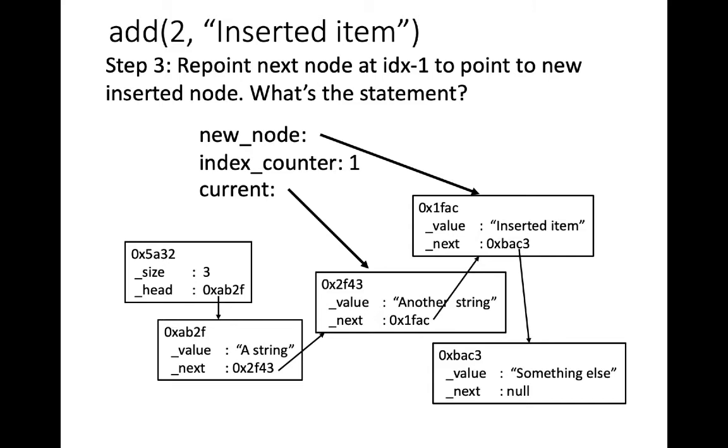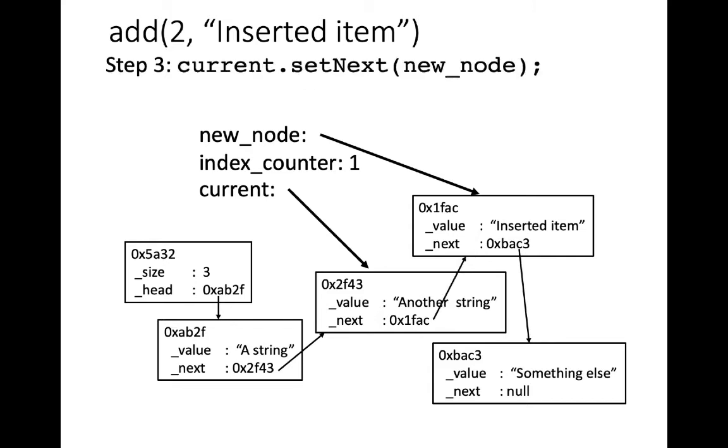Yeah. Would it be current.setNext new node? Yes, exactly. Current.setNext new node, right? Because it has a setter, so I can update that node. So I set next, that's how I'm going to update it. But what's the value? The value is the pointer to new node, right?